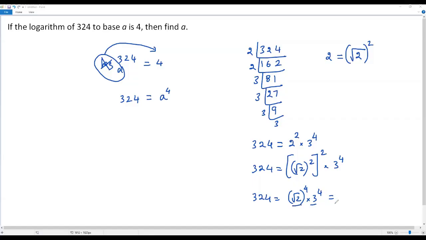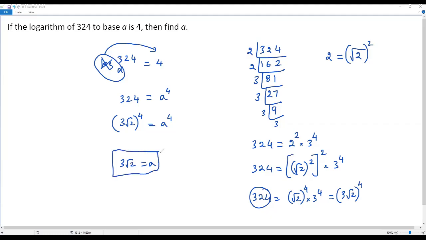So now let me multiply the two bases, 3 and square root of 2. So 3 times square root of 2, and we take the exponent 4 in common. So finally, I got that 324 equals 3 times square root of 2 raised to the fourth power. So now instead of 324, we can write 3 times square root of 2 to the fourth power equals a to the fourth power. Now let's consider the left side and the right side. Both of them are equal with the same exponent 4. Whenever two terms are equal with the same exponent, we can equate the bases by the one-to-one property. So when I equate the bases, I am getting 3 times square root of 2 equals a. I got the value of a, so the value of a is 3 times square root of 2.